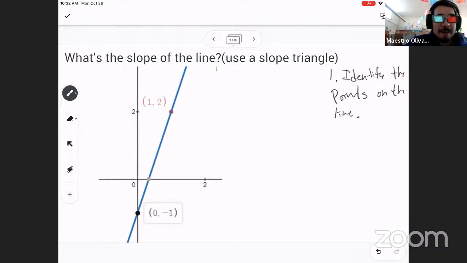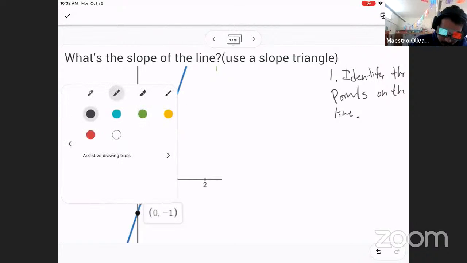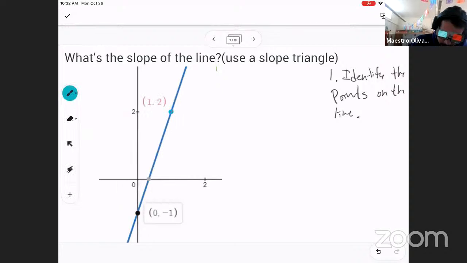Thank you, Michael. Michael said he sees 3 points, and I see 3 points as well. 1, 2, 3. There's 3 points, but only 2 of those points actually have numbers associated with them. So let's use this point here and this point here. Perfect.